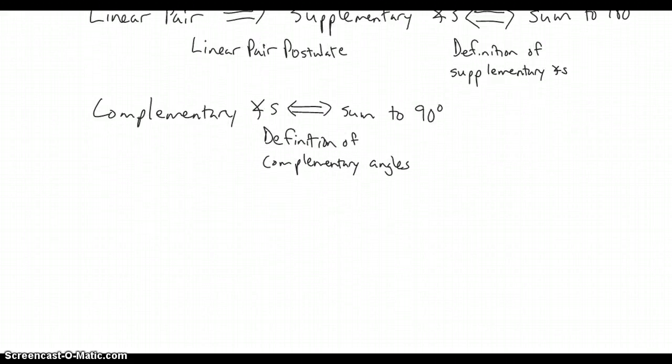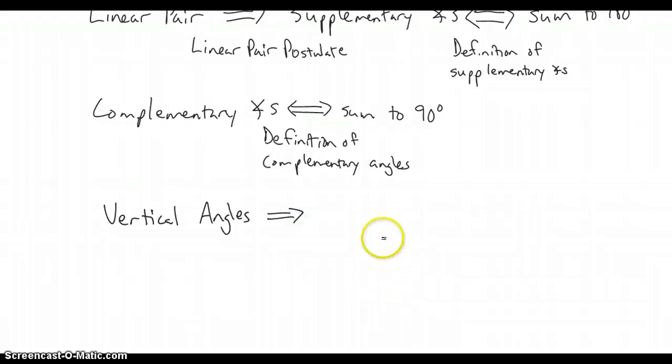And the last inference that we're going to need for 3.6 deals with vertical angles. If two angles are vertical, we can conclude that they are congruent. Now if you think about it, if I start here, two angles are congruent. Can I conclude that they're vertical? Well, not necessarily. Just because two angles are congruent does not mean that they're vertical. But if two angles are vertical, I can conclude that they're congruent.